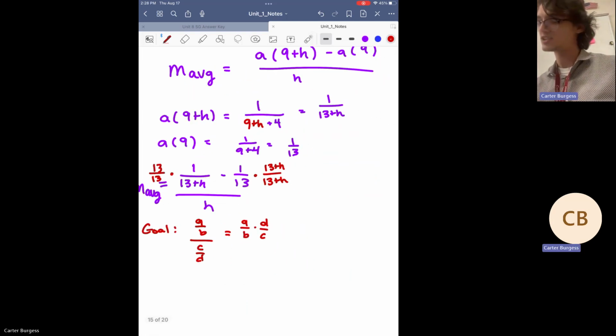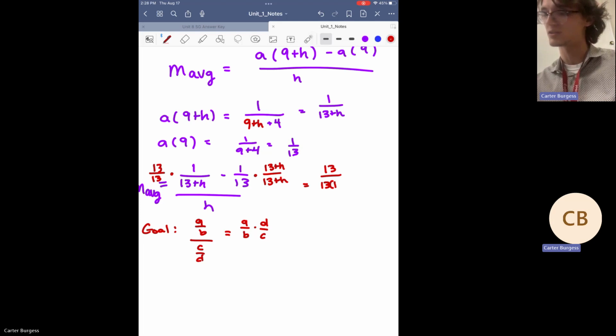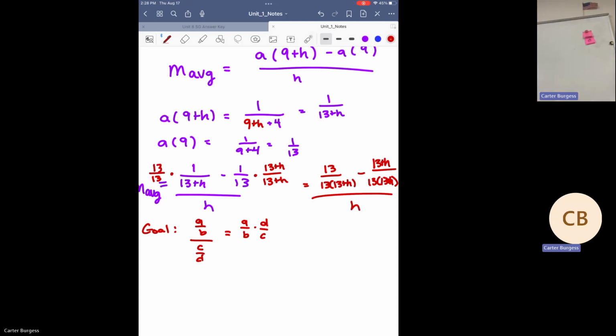All right. Let's do some multiplication here. This is the part where we don't need to simplify. Fantastic. We get 13 over 13 times 13 plus h minus 13 plus h over 13 times 13 plus h, all divided by h. Good news. In our numerator, we now have matching denominators. We can now subtract our fractions.